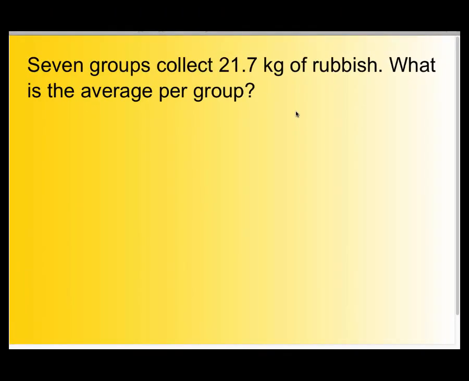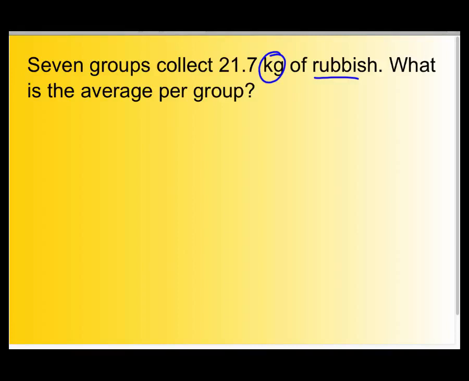Okay, here's another problem. 7 groups collect 21.7 kilograms of rubbish. What is the average per group? So how much, on average, did each group collect of rubbish? How many kilograms, on average, did each group collect of rubbish? Right, so have a go, pause me, and see if you can work out how to do that one by yourself. And then I'll just show you how to do it.